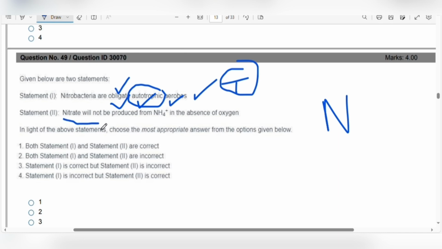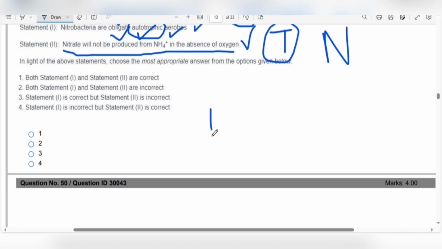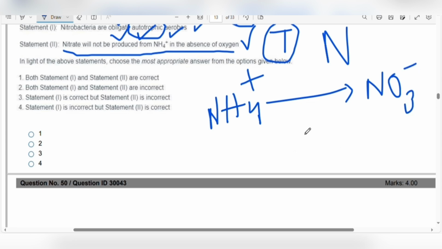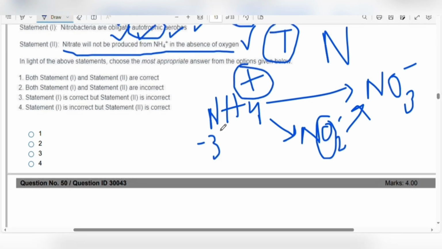Statement 2: nitrate will not be produced from NH4+ in the absence of oxygen. This is also a very true statement because the process of nitrification is essentially a process of oxidation. You see, it is a two-step process. From NH4+, it becomes NO2-, and then it becomes NO3-. So you can see this is a process of oxidation where oxygen is getting added into nitrogen. And also, if you think of it with the oxidation number, here in NH4+, hydrogen is plus 4 and the total charge is plus 1, so nitrogen is minus 3.